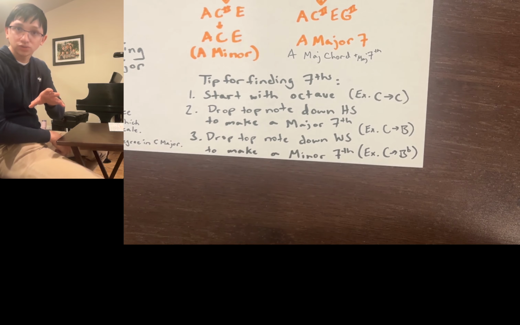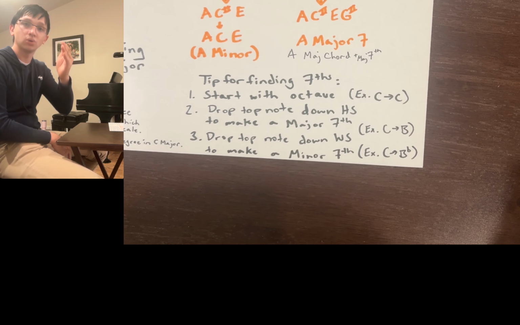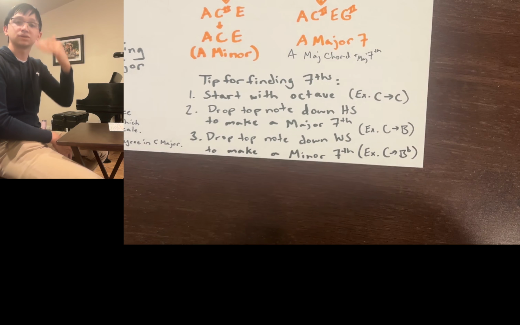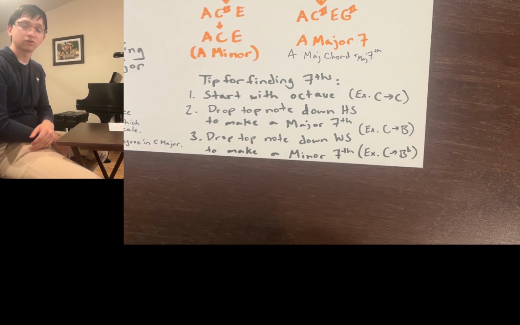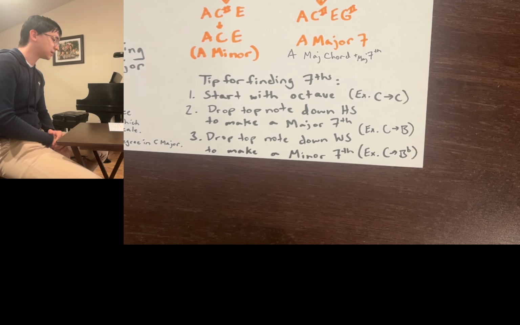But intervals oftentimes will have this hierarchy where if we have a major interval, if you take the top note and drop it down a half step, you'll get minor. If you drop it down another half step, you'll get an interval which we call a diminished interval. And so there's always a hierarchy and it always moves by half steps.